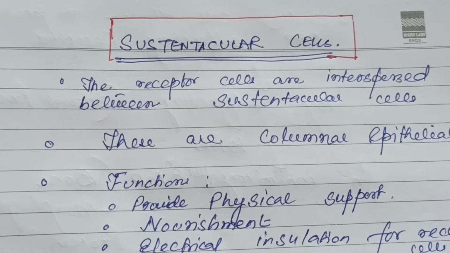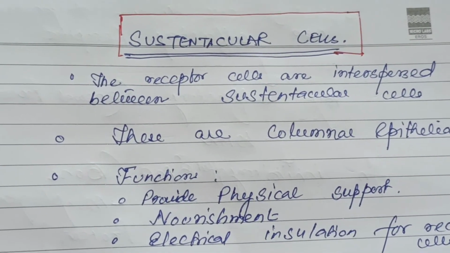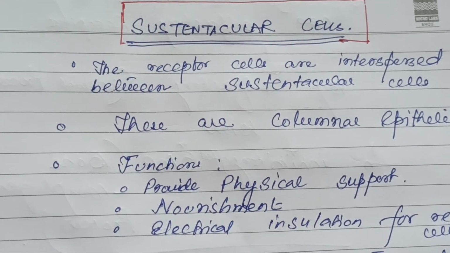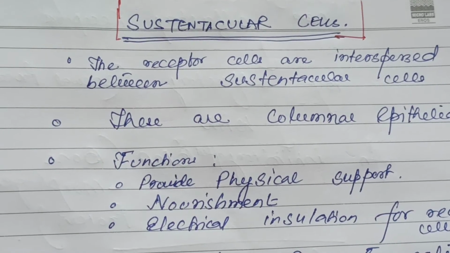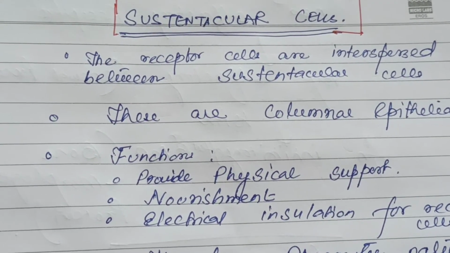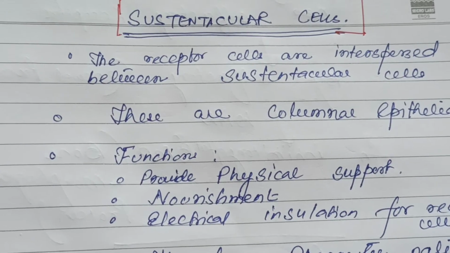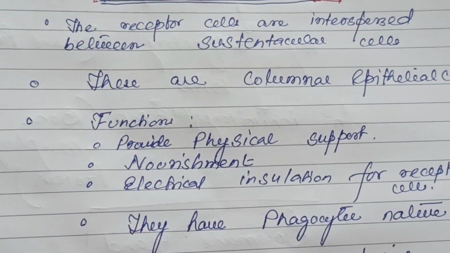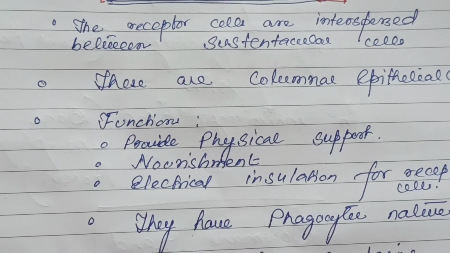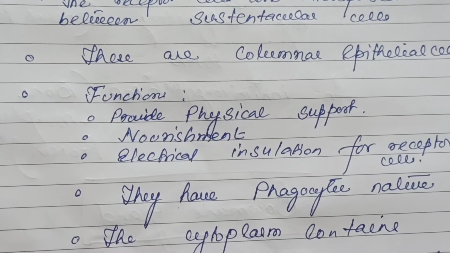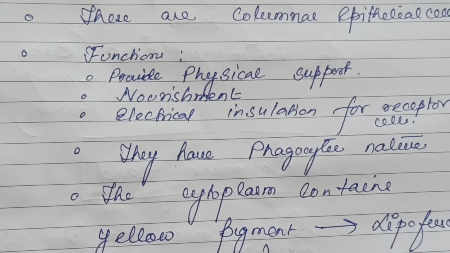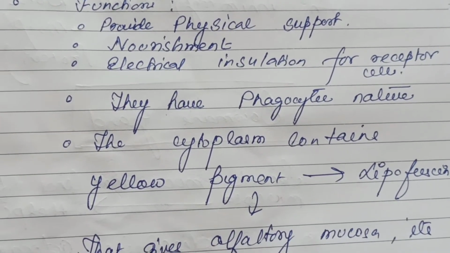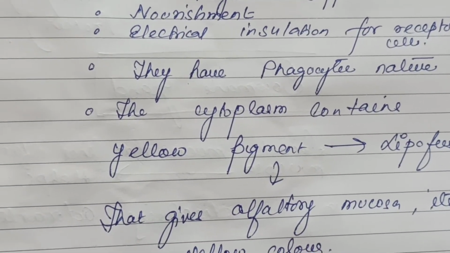What are sustentacular cells? The sustentacular cells are those cells which intersperse the receptor cells. These contain columnar epithelium. What are the functions of these cells? They provide physical support to receptor cells, nourishment, and electrical insulation for receptor cells. They also have phagocytic action. The cytoplasm of these cells has a yellow pigment which contains lipofuscin. It gives the olfactory mucosa its yellow color.